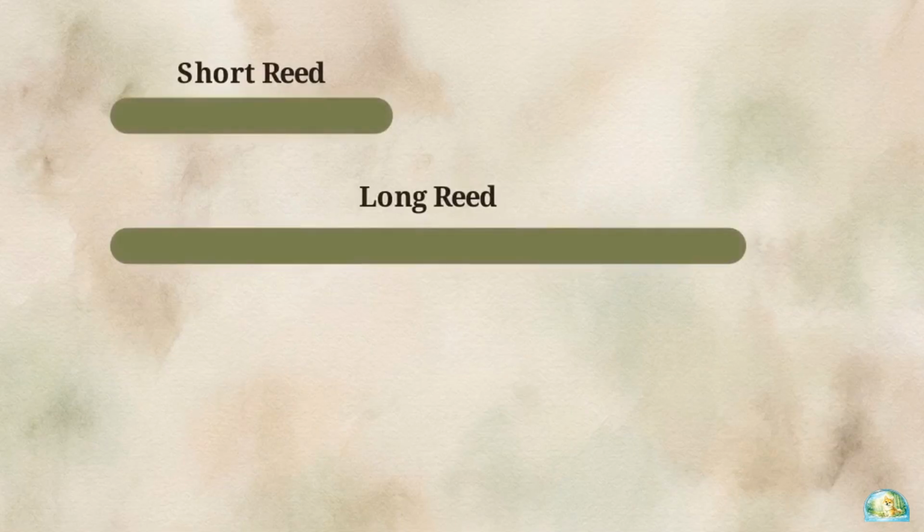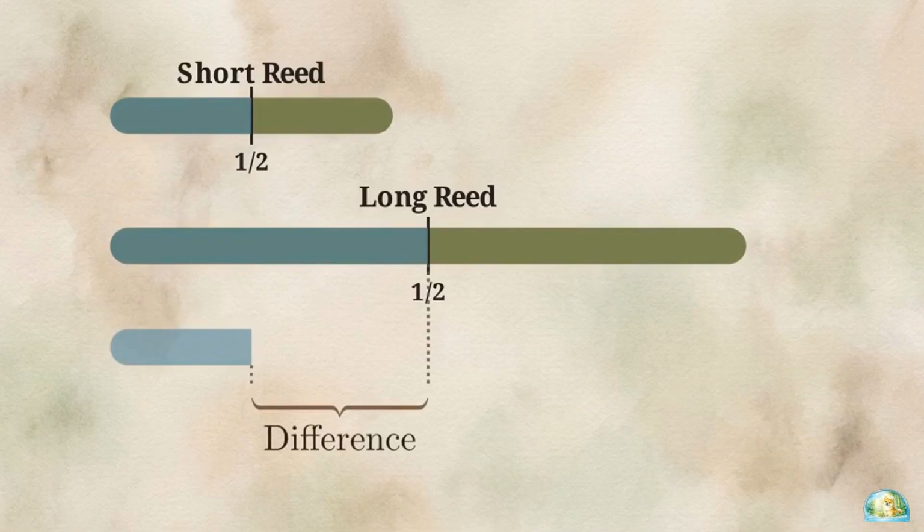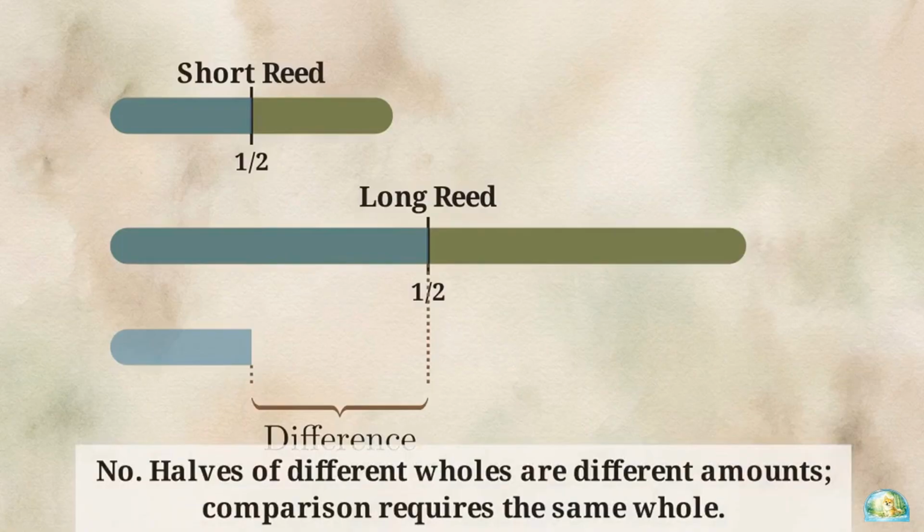Is 1/2 of a short reed the same amount as 1/2 of a long reed? The wholes are different sizes. Half of the long reed is more material. No, halves of different wholes are different amounts. Comparison requires the same whole.